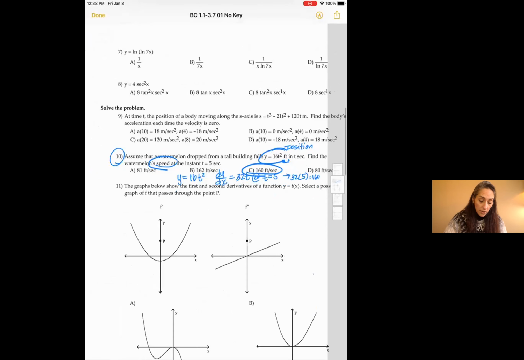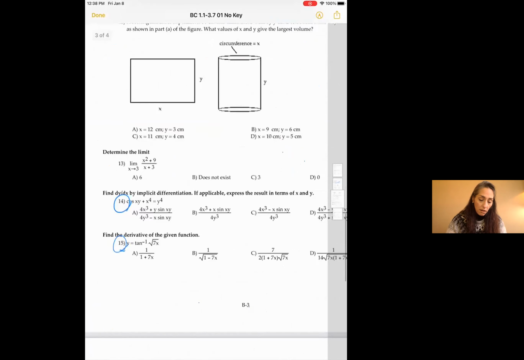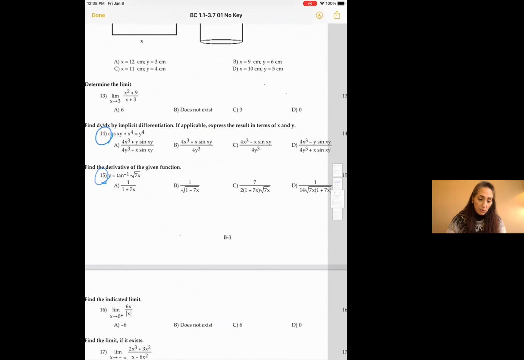Okay. So then the next one you asked about was number 14. For 14, you're going to do implicit differentiation.